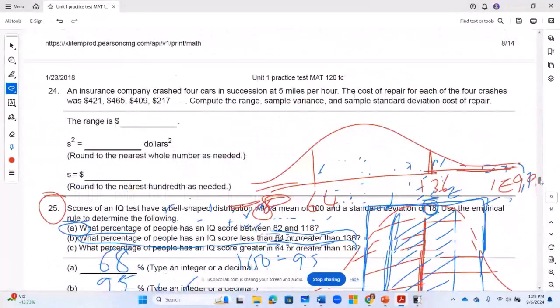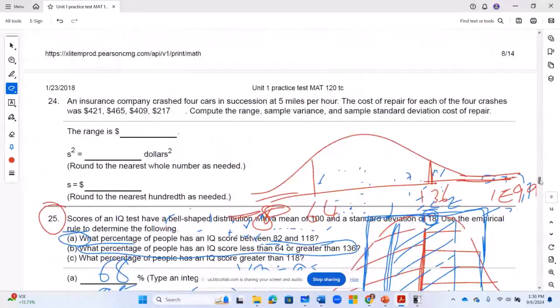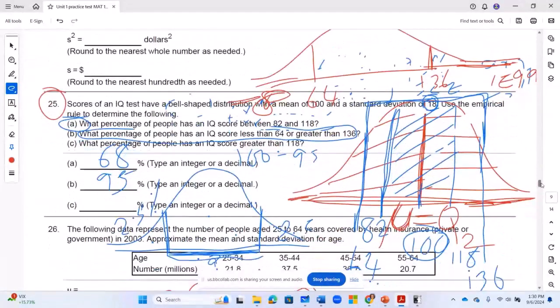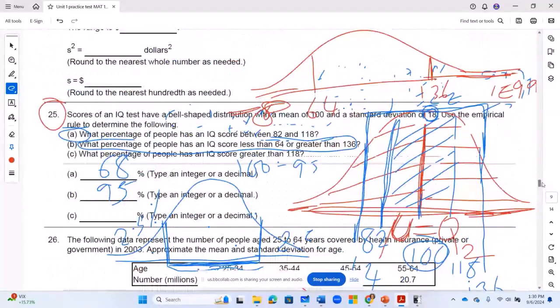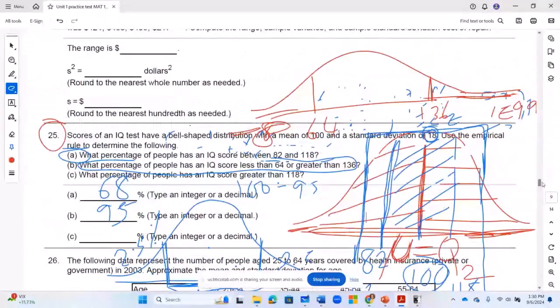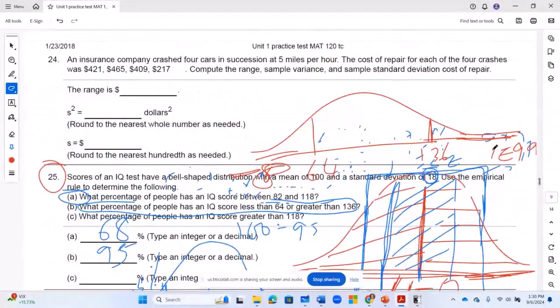And now we actually did this one the other day, but it's number 24. So 25 actually is what we planned for today. Now, let's make sure we remember how to do 24. It says an insurance company crashed 4 cars in succession at 5 miles per hour. The cost of repair for each of the crashes was this. Complete the range.